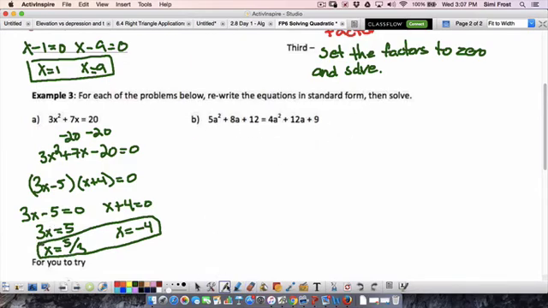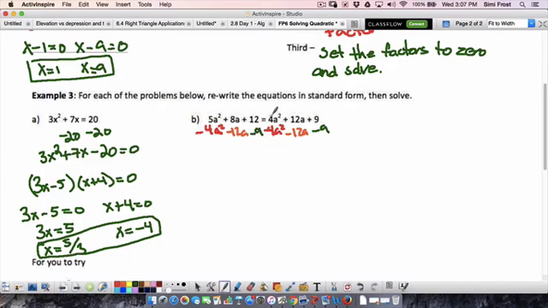Okay, so this one looks tricky, but we're just going to follow those same steps and get everything to one side. So I'm going to take all of these terms and combine them with terms over here. I just have to make sure that when I move across the equal sign, I use the opposite sign. So 4a squared means I'm going to subtract 4a squared from both sides. And then I'll subtract negative 12a. And then lastly, I'm going to subtract 9.